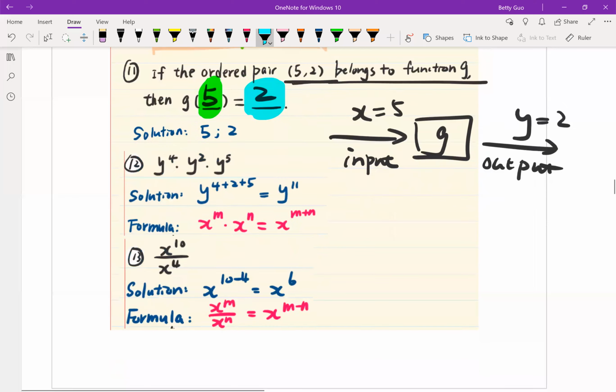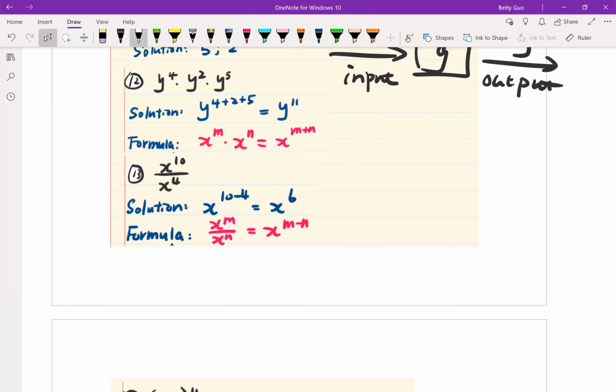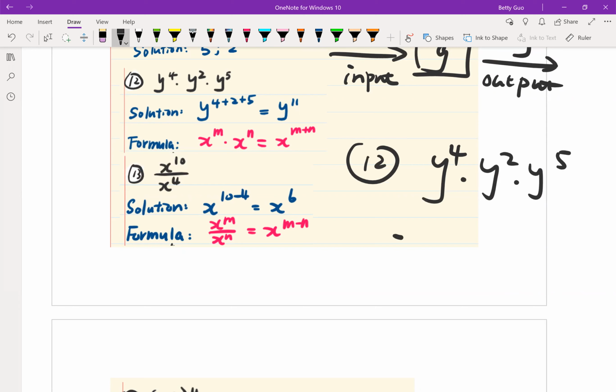Number 12, very simple. y to the power of 4 times y to the power of 2 times y to the power of 5. Product rule: when you multiply powers with like bases, you keep the base and add the exponents. What is 4 plus 2 plus 5? 11. Here you go. It's easy, right?